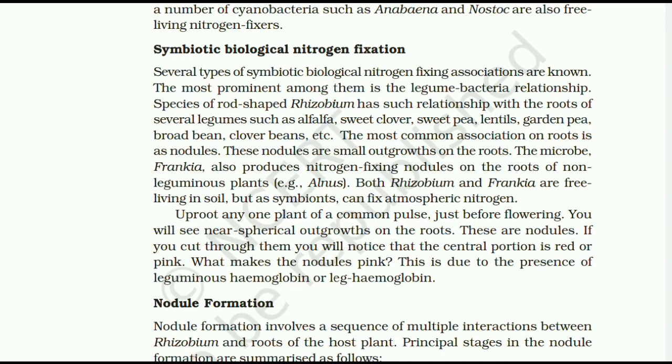Uproot any one plant of a common pulse just before flowering. You will see near spherical outgrowths on the roots. These are nodules. If you cut through them, you will notice the central portion is red or pink. What makes nodules pink? This is due to the presence of leguminous hemoglobin or leghemoglobin.